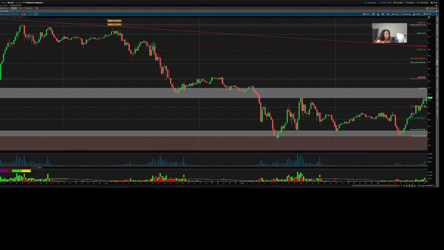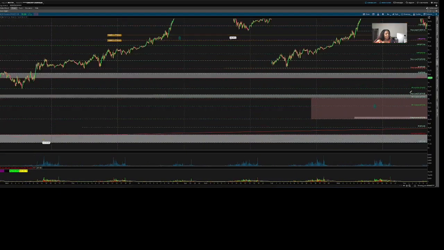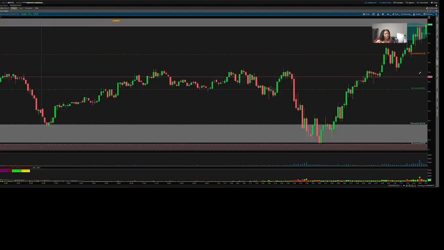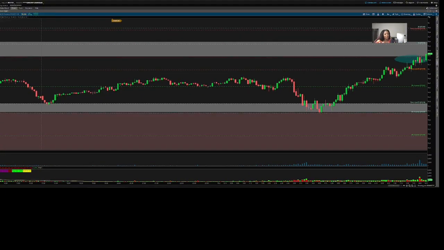The reason why I mark it on the 15-minute is because I like to go to the 5-minute chart to look for a retest. So that's going to let me know if we are continuing this move up or we're going to continue down. And it looks like we're going to continue up. So, move on over.